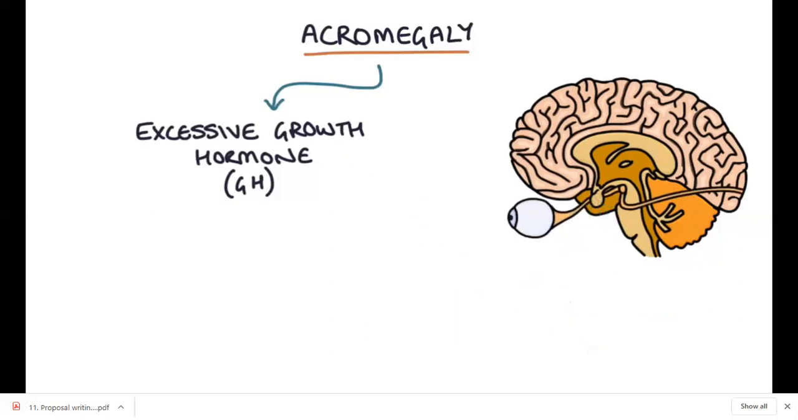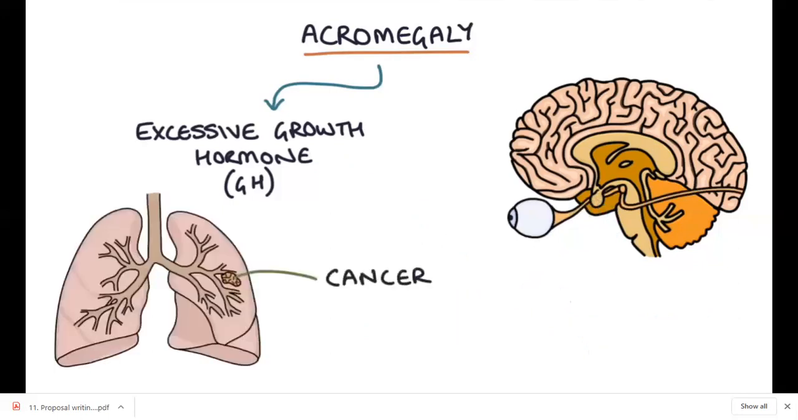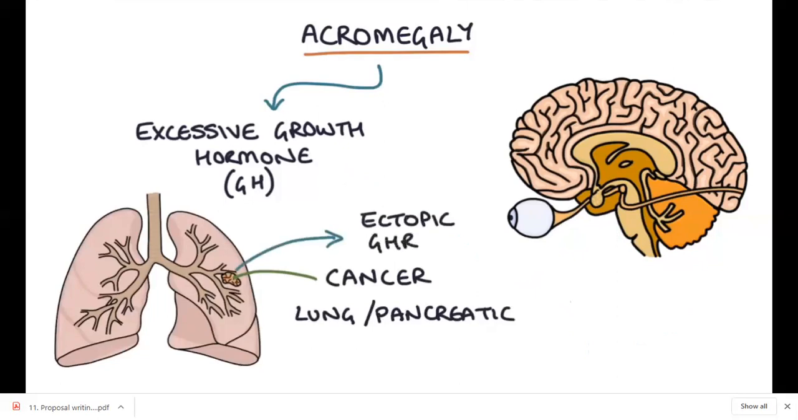Rarely, acromegaly can also be secondary to a cancer, like a lung or a pancreatic cancer, that secretes either ectopic growth hormone releasing hormone, or GHRH, or ectopic growth hormone itself.